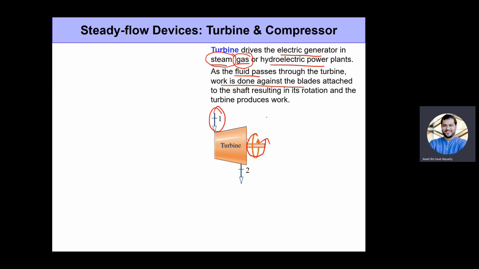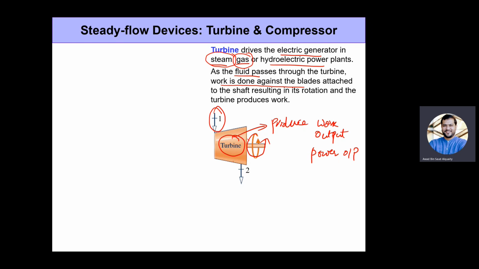So simply, whenever you hear about a turbine, you should remember that the role of a turbine is to produce work output. You can say produce work output, or you can also say produce power output, because power is simply the rate of work, nothing else. All right.